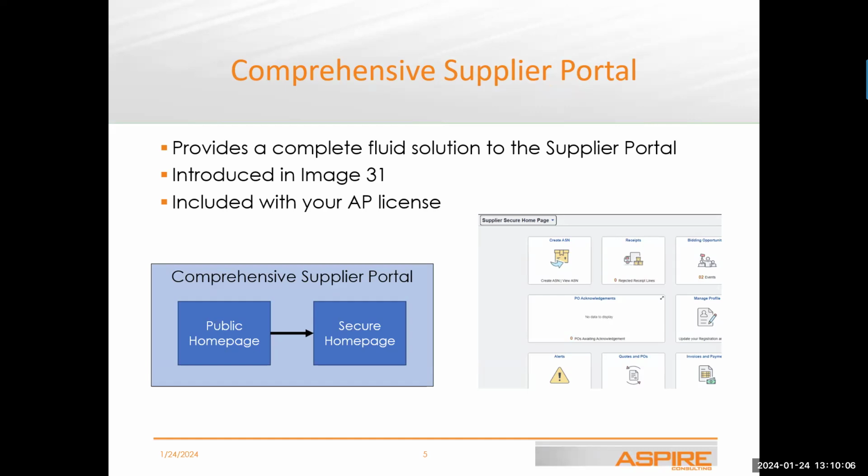So they added the portal in Image 31 as a fluid solution and what they call comprehensive. So it's both pieces. And this is included with your AP license. So you actually don't need eSettlements or eSupplier to have the Comprehensive Supplier Portal. Now, without those modules, there's not much your suppliers can do in the portal.